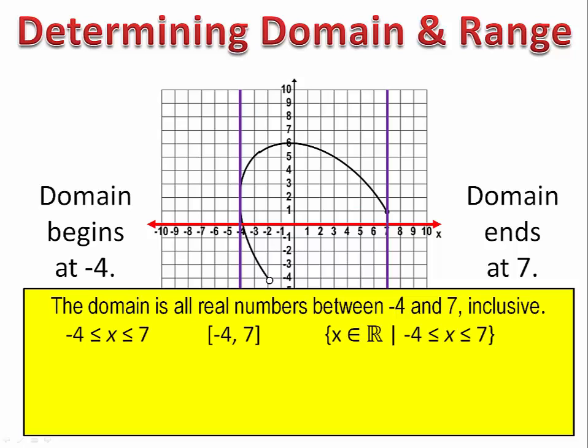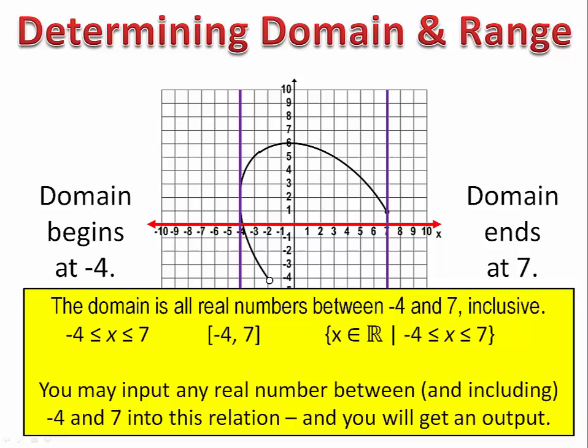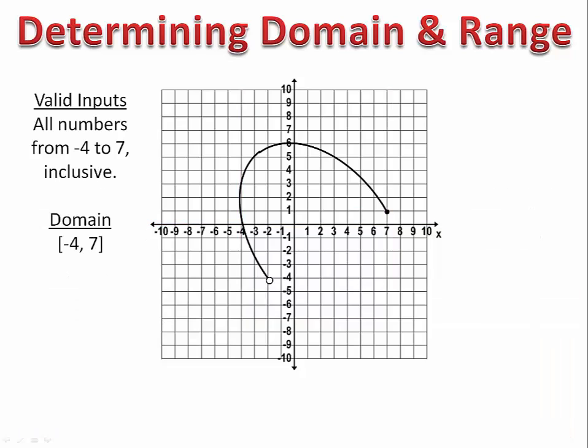We can write that using a variety of set notations. And remember, it means that you can input any real number between and including -4 and 7 into this relation. And when you do that, you'll get a corresponding output. And so we've now determined the domain to be from -4 to 7, inclusive. That tells us the valid inputs.